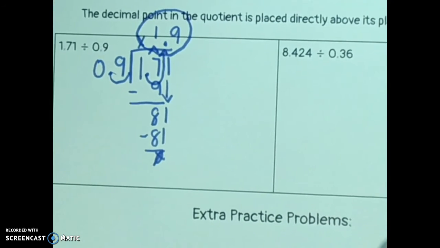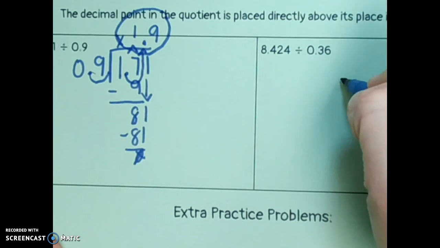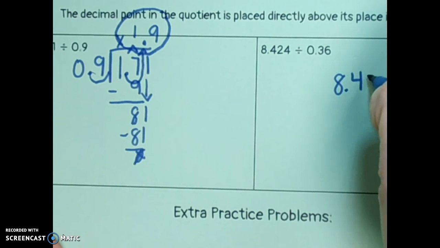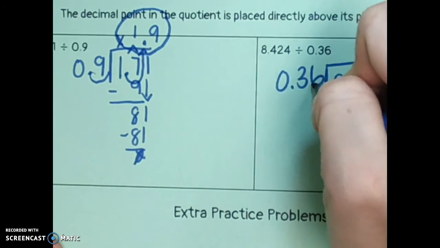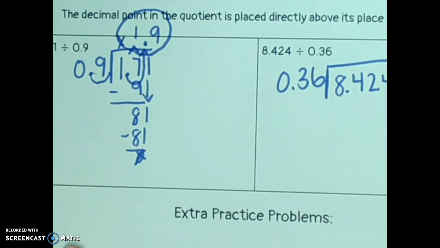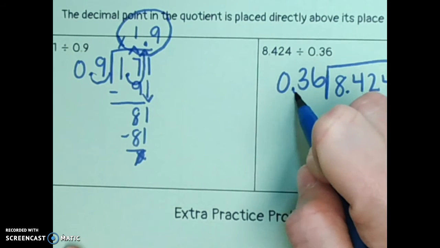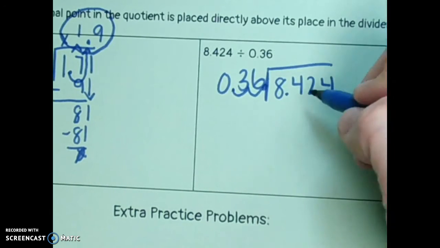Okay. This one is still going to have a decimal in the divisor spot. This time, though, instead of just 1 number after the decimal, there's 2 numbers. So how many times do you think we have to move the decimal to get a whole number? 2. 1, 2. If I moved it twice here, how many times am I going to move it over here?